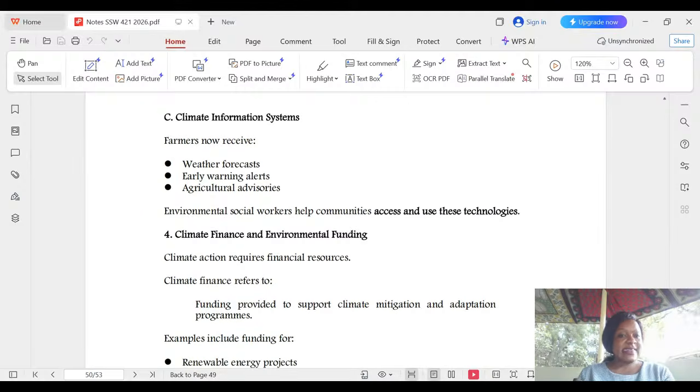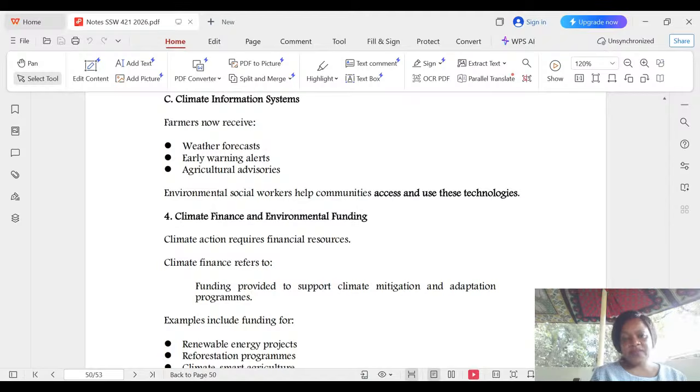Climate information systems. Farmers now receive weather forecasts, early warning alerts, and agricultural advisories. So we can help them to access these technologies and use them. Okay.